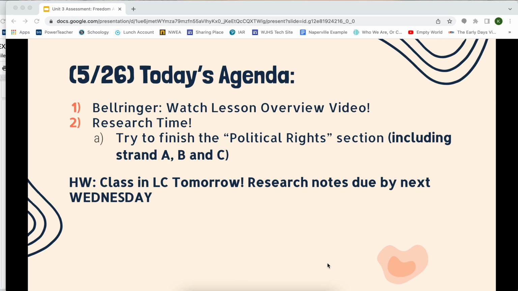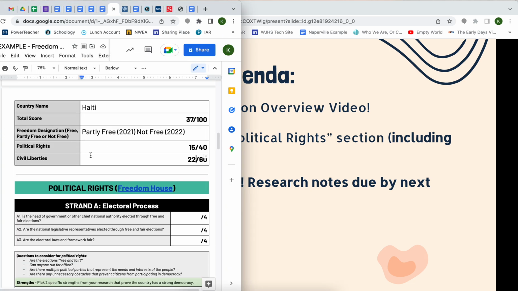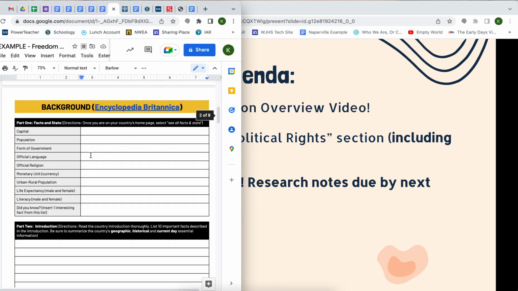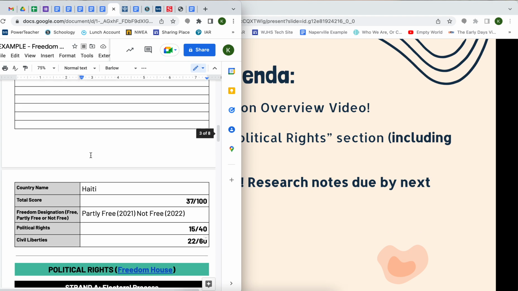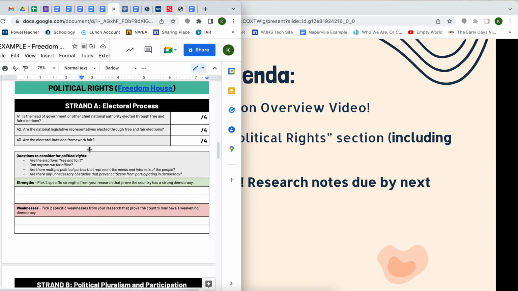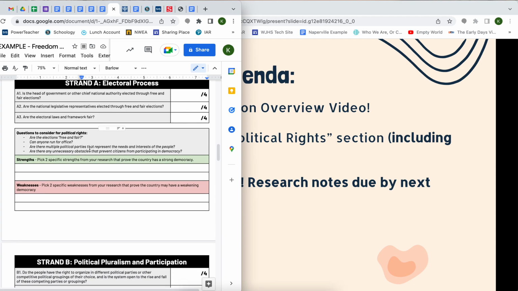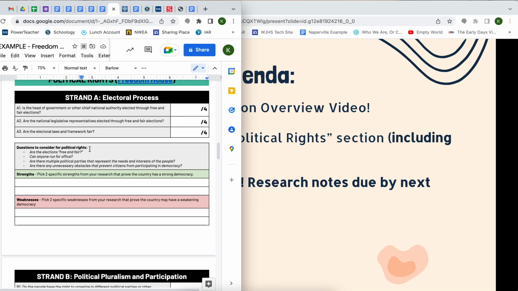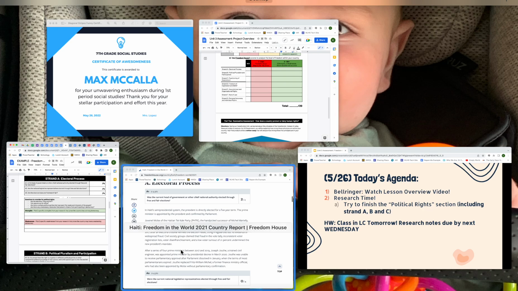Okay, so for today, you are continuing your research. At this point, you should be done with this section. This is just my blank document. And you should be moving on to, like I said, the political rights section. You should have worked on this yesterday. As you're tackling your research, what you're working on is pulling out the strengths and weaknesses of that given strand, right? So we're going to do one as an example here live on this video.